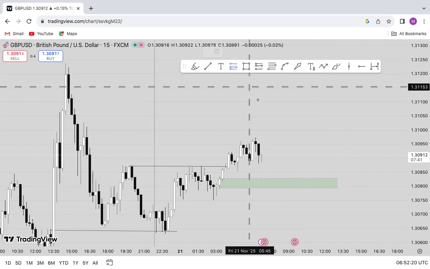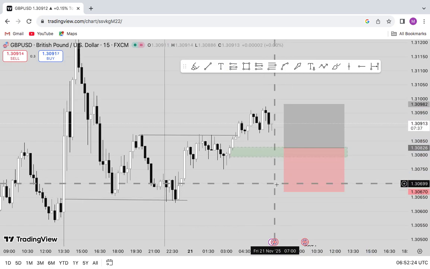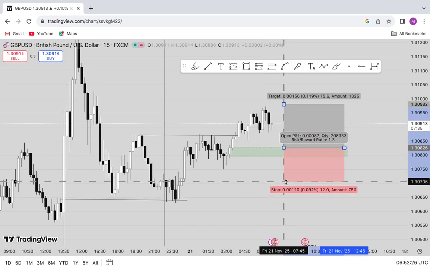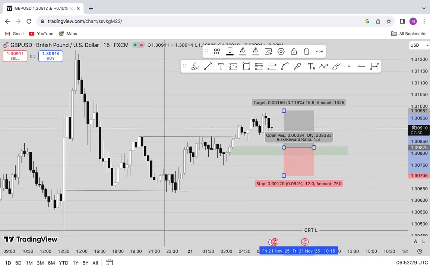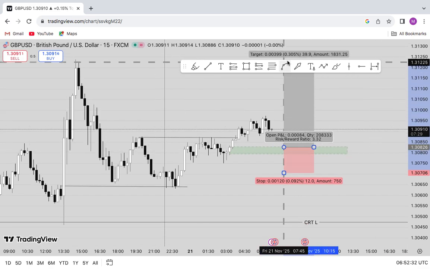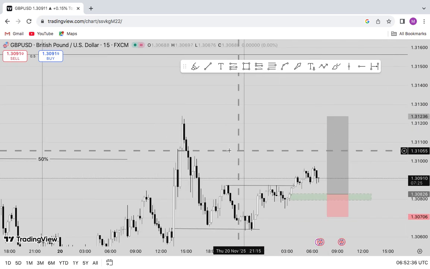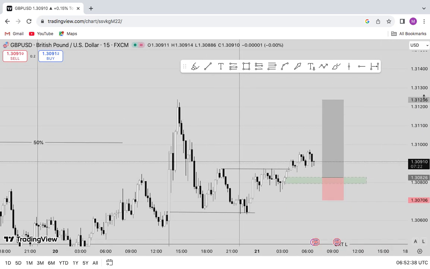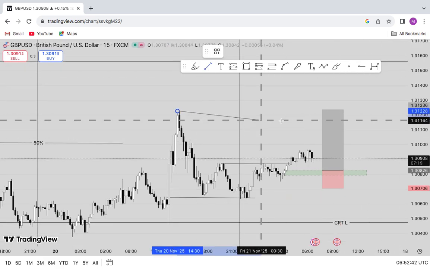So I will be expecting my entries from this level here, stop loss below this low, and TP. You can target that level as your TP. You can target this high here. So this high now can react as your TP.